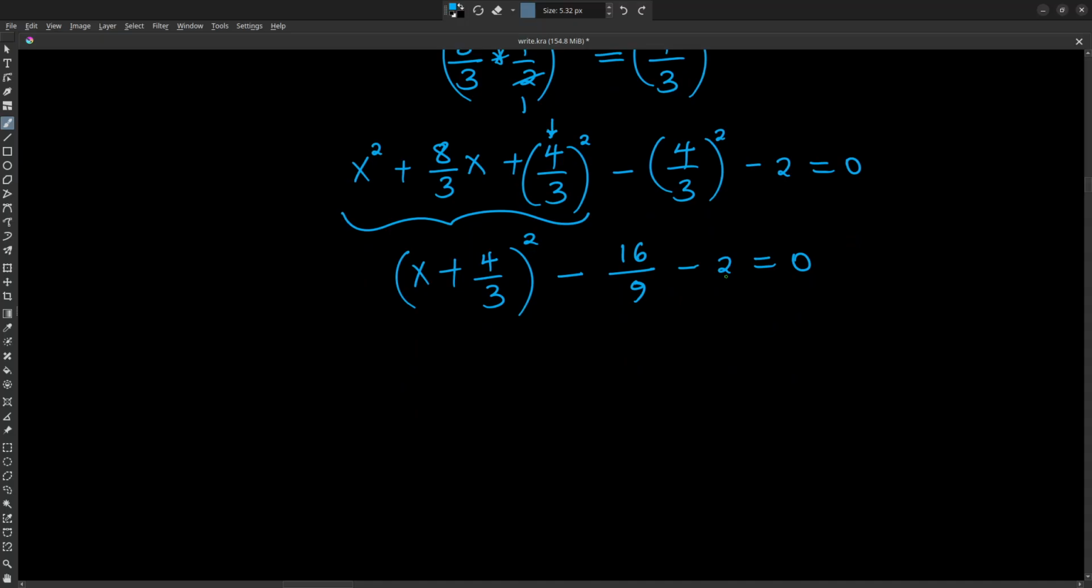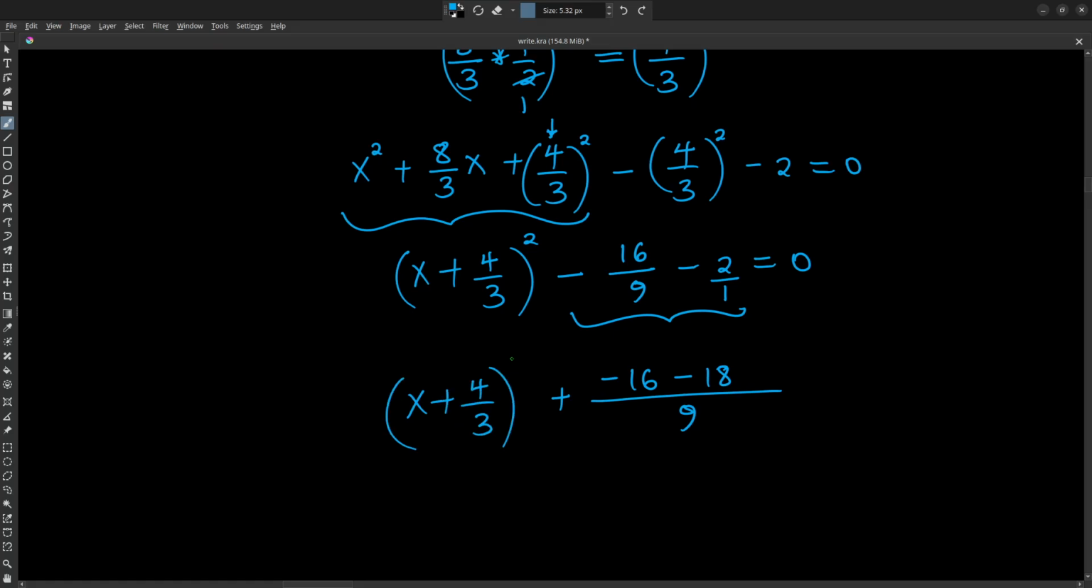Now, this is the same as 2 over 1. So let's take care of these terms. So the LCM of 9 and 1, that's going to be 9. 9 divided by 9, that's 1. 1 times negative 16, that's going to give you negative 16. 9 divided by 1, 9 times negative 2, that's going to give you negative 18. To the left, since we have taken care of the minus, now this becomes plus. Then we have x plus 4 over 3, all squared, and this is all equal to 0.